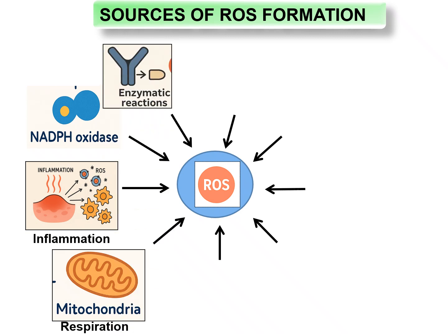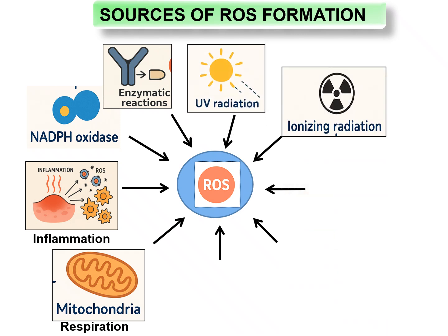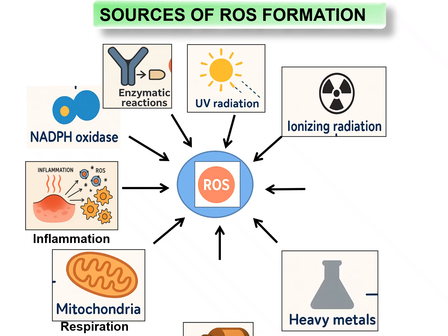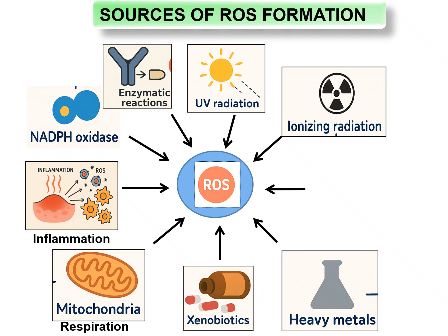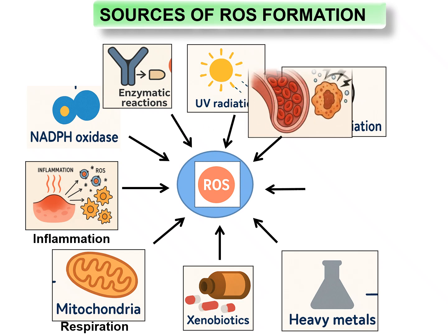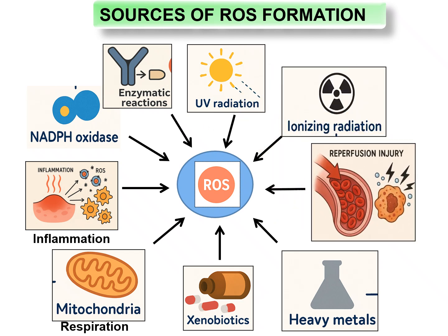Enzymatic reactions are also involved in the formation of reactive oxygen species. UV radiation and ionizing radiation help in the generation of reactive oxygen species, which cause damage to the DNA by double-stranded and single-stranded DNA breaks. The next mechanism is heavy metals and certain xenobiotics, which are also involved in the formation of reactive oxygen species. And the last important thing is reperfusion injury, which is also involved in the generation of reactive oxygen species.